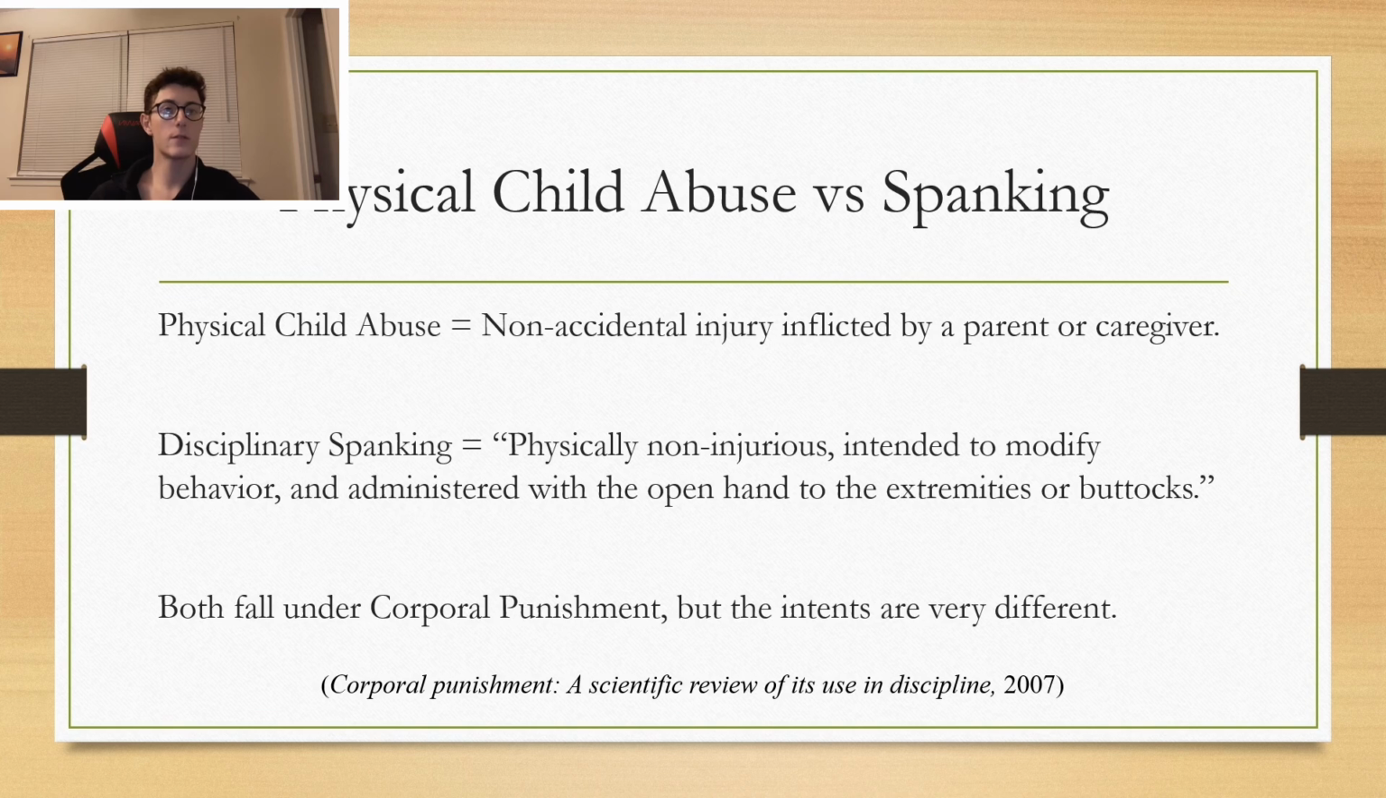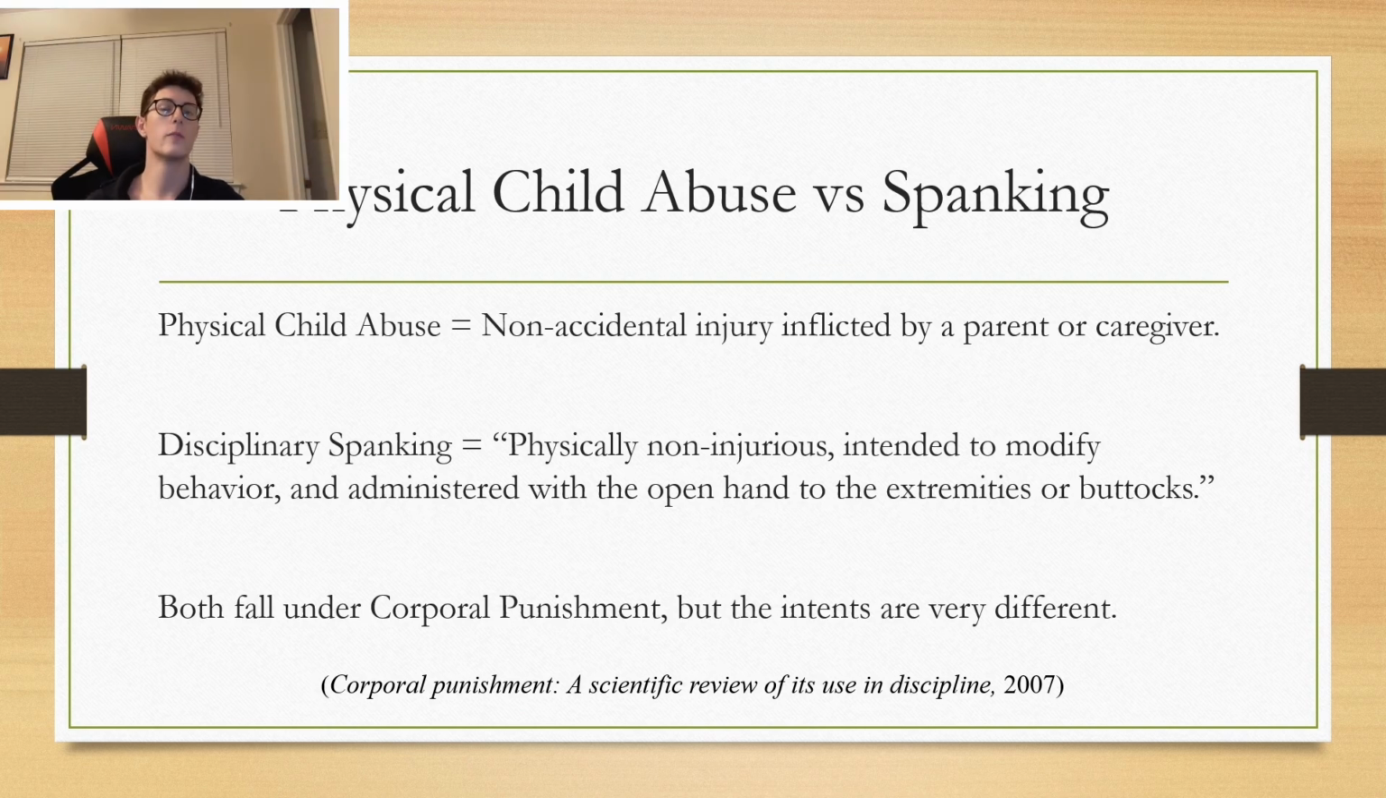So what's the difference? Child abuse is defined as non-accidental injury inflicted by a parent or caregiver. In comparison, disciplinary spanking is defined as physically non-injurious, intended to modify behavior, and administered with an open hand to the extremities or buttocks. Going off of those definitions, disciplinary spanking matches the criteria for child abuse. While both fall under the general classification of corporal punishment, the intents are very different.